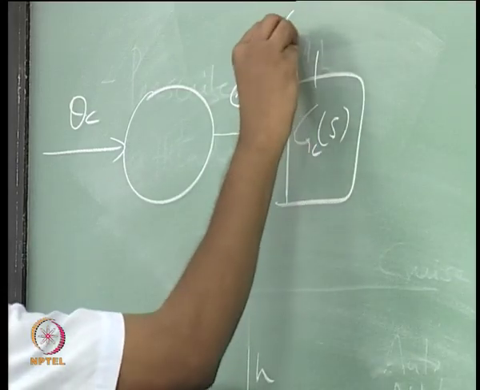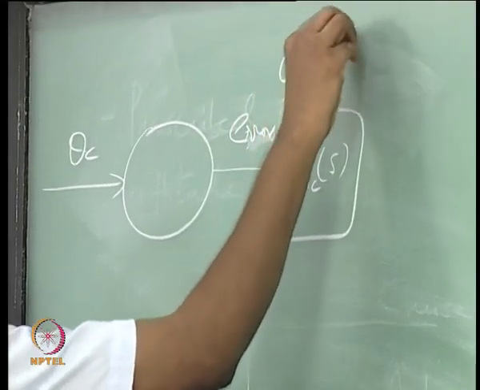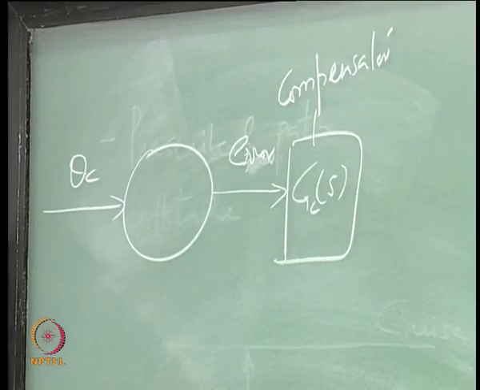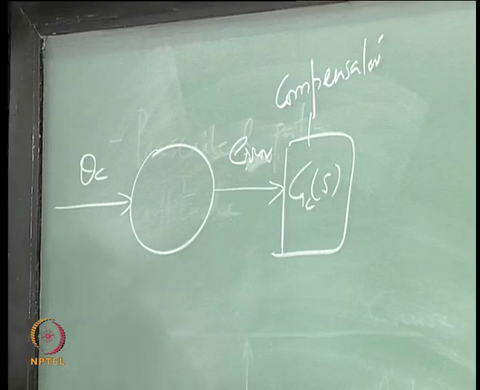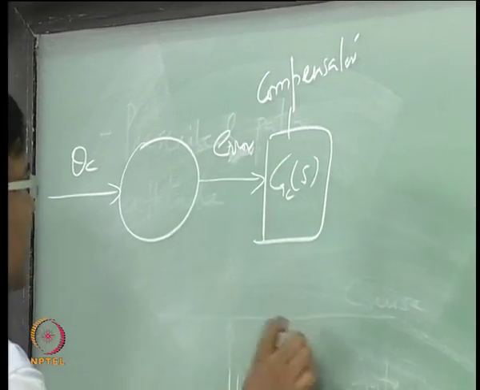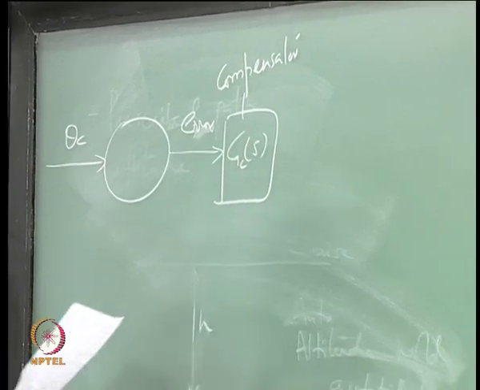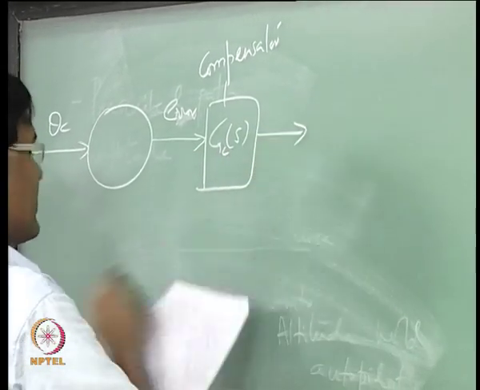So this is a compensator. This is what we are talking about. Compensator is used for augmenting the control power of the aircraft. It's almost acting like a control augmentation system.